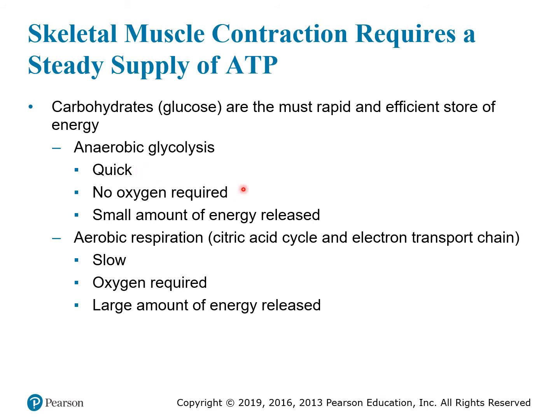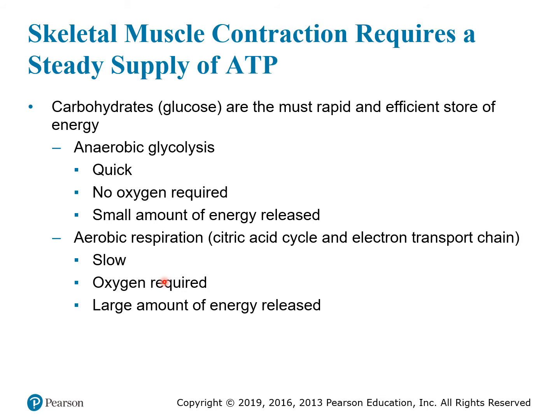So muscles that rely on glycolysis are going to be able to contract faster. But because they are able to contract very fast, those muscles will fatigue very fast. Some muscles rely more on aerobic respiration. With aerobic respiration, oxygen is definitely required, and this is the process that happens within the mitochondria of your cells.